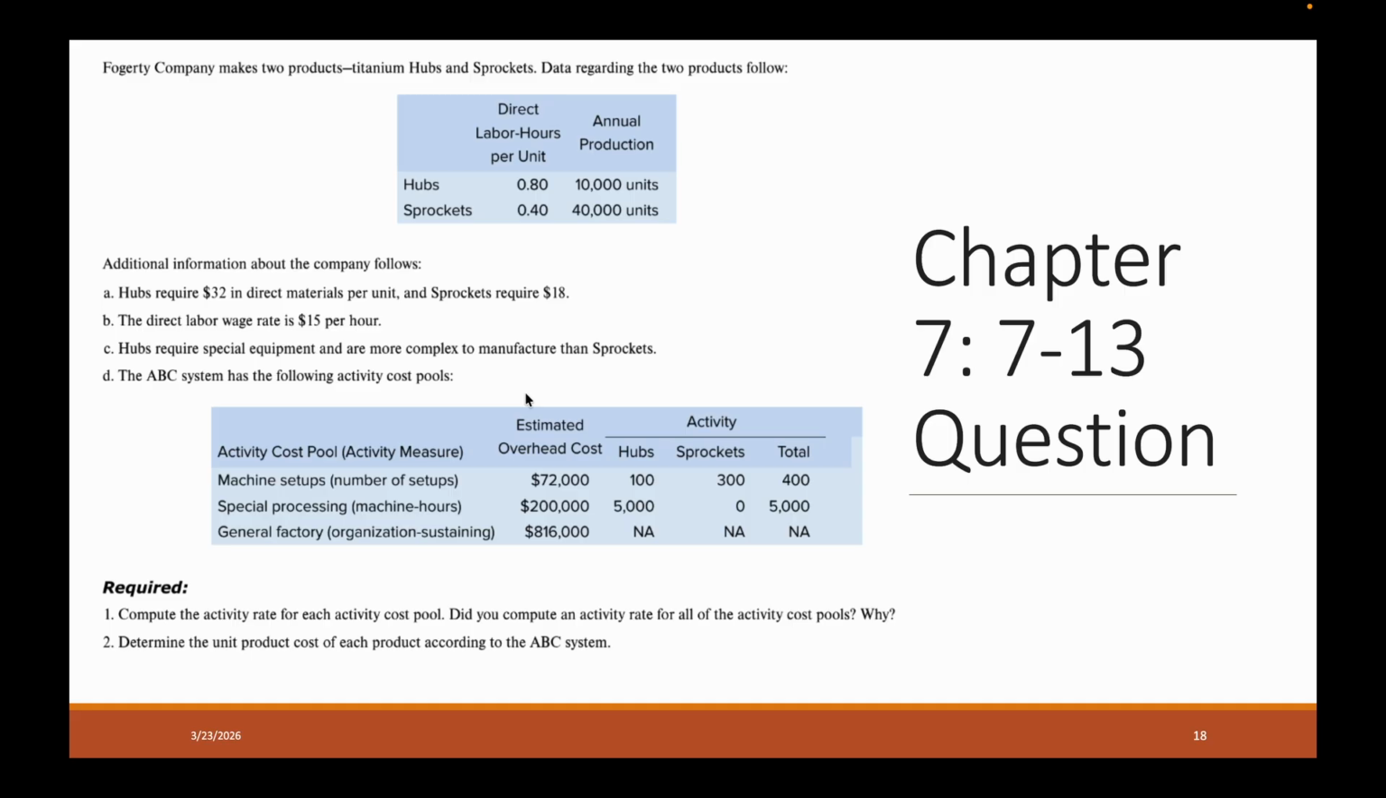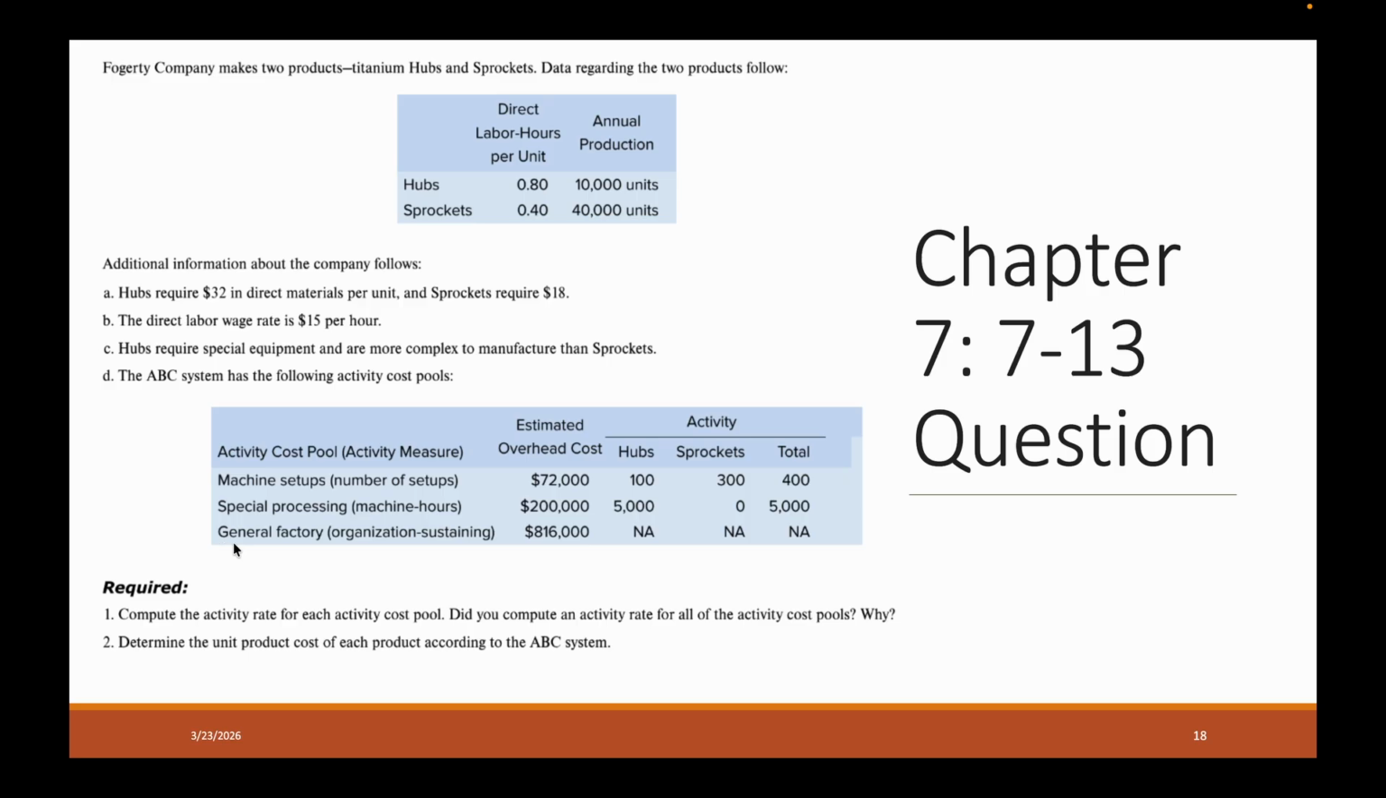So as I mentioned in the last review of those conceptual problems, there's different activity cost pools with the activity measure listed. So there's 3 in this problem. You have machine setups, so it's going to be counting the number of setups. You have special processing, known as machine, or that's going to be calculating machine hours. And we know that the hubs require special equipment or more complex. So only the hubs are going to be using this special processing.